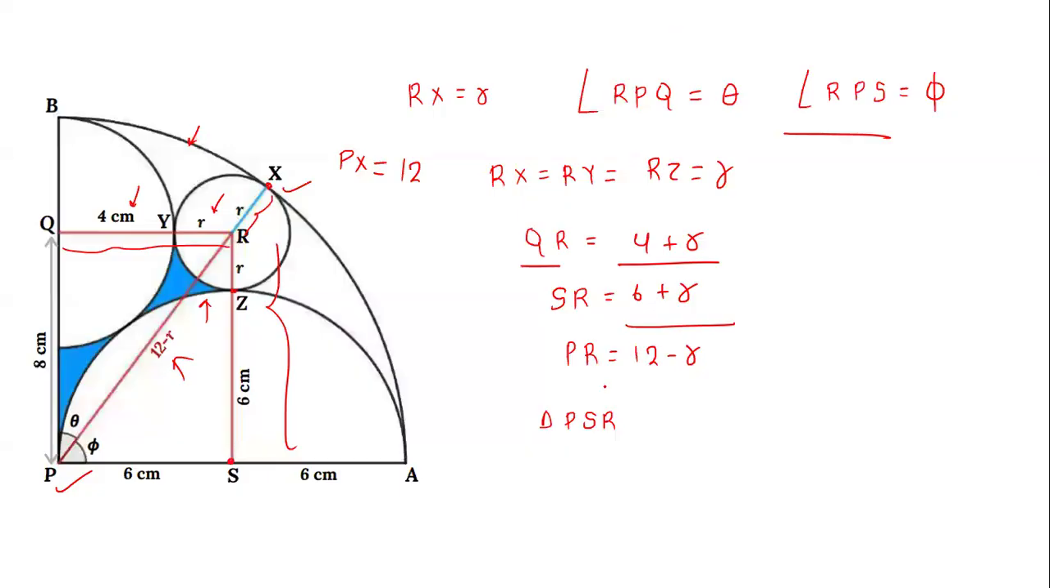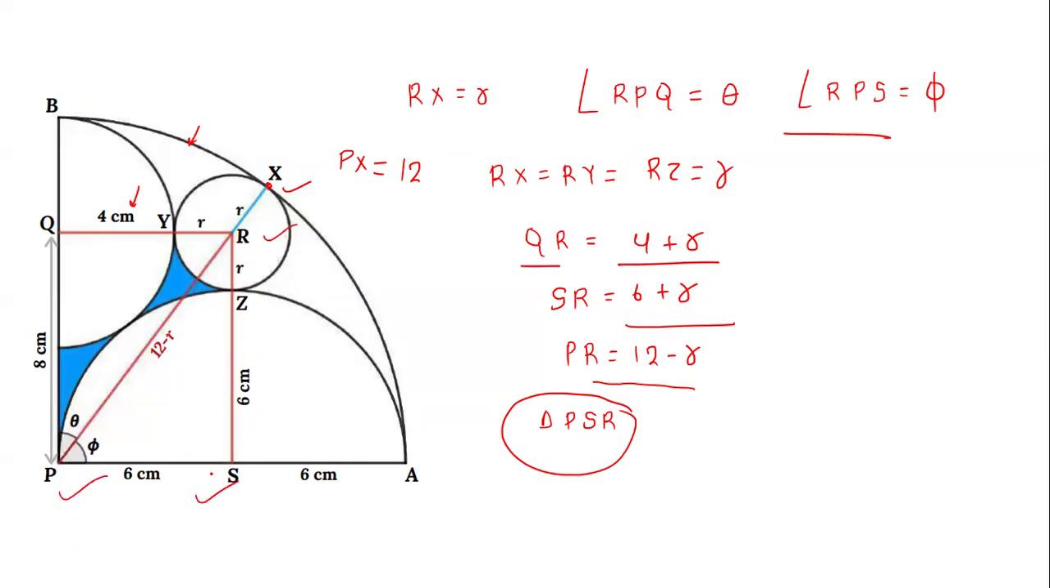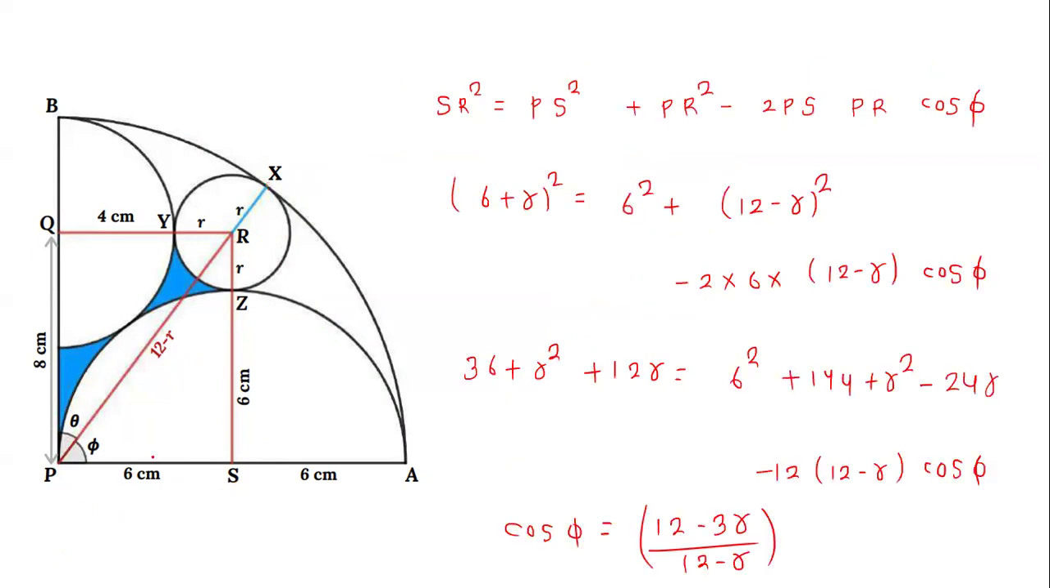So this distance will become like 12 minus R, which is the PR value. Now you look at the triangle PSR. So, the triangle PSR is this P, this S, this R. So this is the triangle. So now you see we assume this angle to be phi.